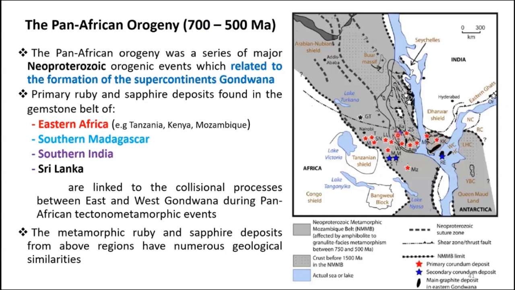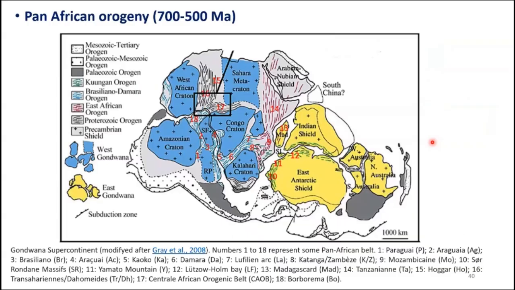So the first one: when you are considering the gem deposits, they are available in Sri Lanka, the southern part of India, the southern part of Madagascar, and the eastern part of Africa. They share many similarities, in the available inclusions and the metamorphic grade of the surrounding rocks. So the reason was, these particular gem-bearing rocks were produced during a particular time period, most probably 600 to 550 million years ago, during the amalgamation, the formation of the supercontinent Gondwana.